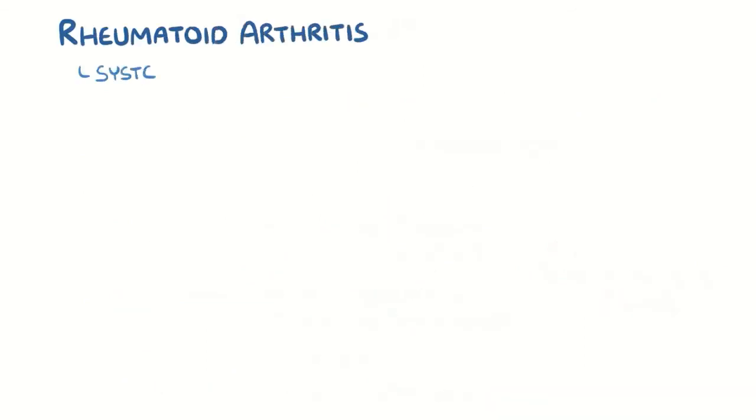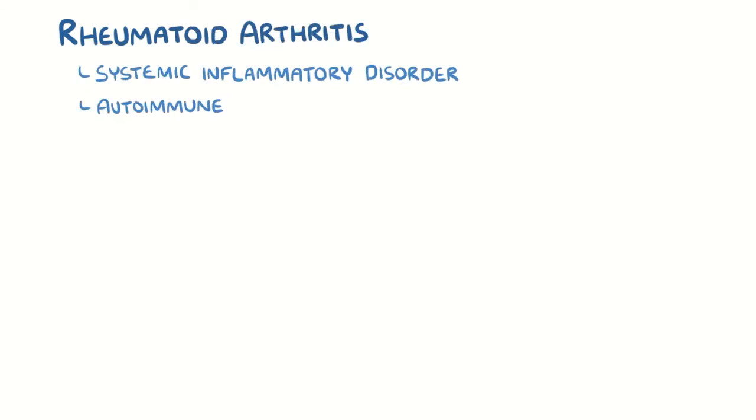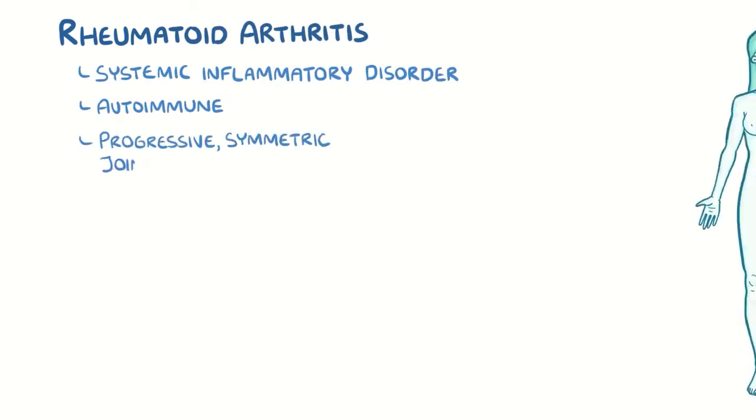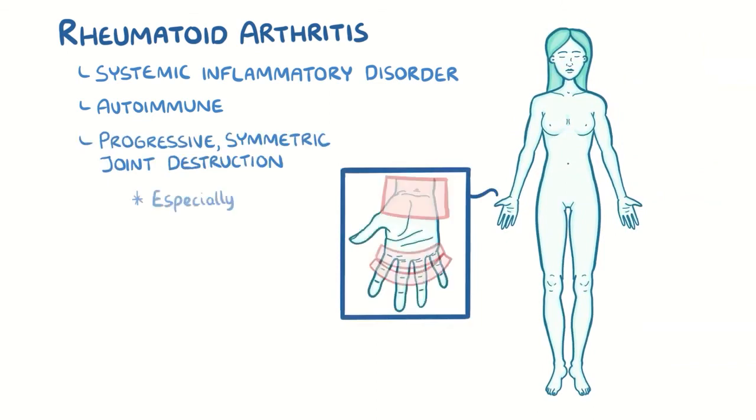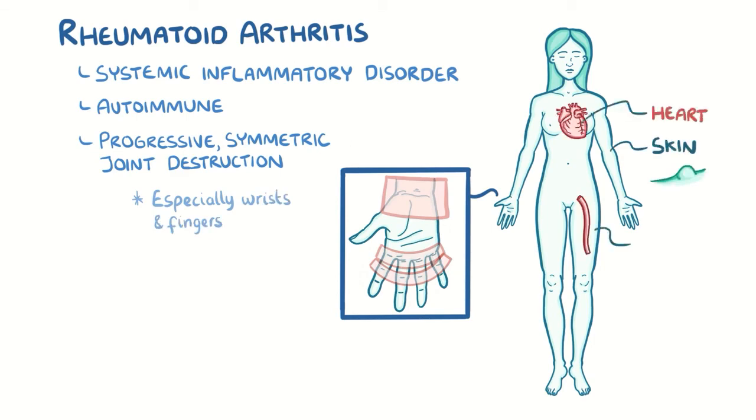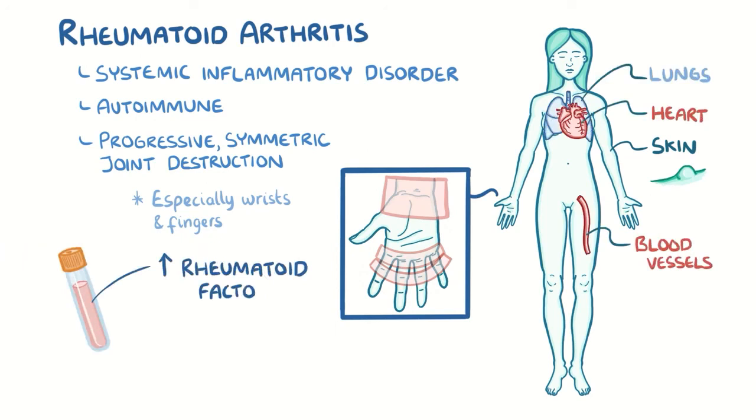Alright, so as a quick recap, rheumatoid arthritis is a systemic inflammatory disorder of autoimmune origin that's primarily characterised by progressive symmetric joint destruction, especially in the wrists and fingers, but may also affect other joints and many organs, such as the skin, heart, blood vessels, and lungs. It's marked by elevated rheumatoid factor and anti-cyclic citrullinated peptide antibodies.